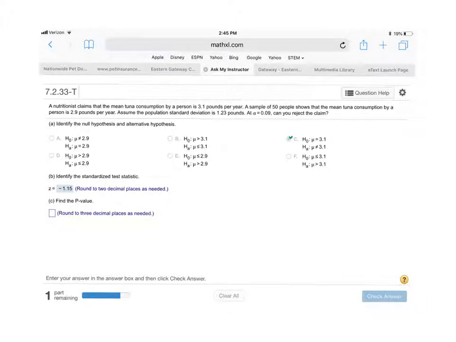In exercise 7.2.33, we're running a hypothesis test that is a two-tailed alternative hypothesis test. The not equal to in the alternative hypothesis is what makes it two-tailed. And the reason we're going with a two-tailed alternative and not a less than or a greater than is because we didn't necessarily know or think that the average amount of tuna consumed per person every year is less than 3.1, nor did we necessarily think that it was more. We just thought that it was different.